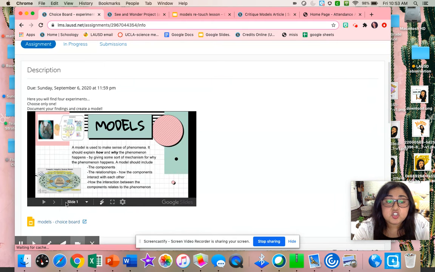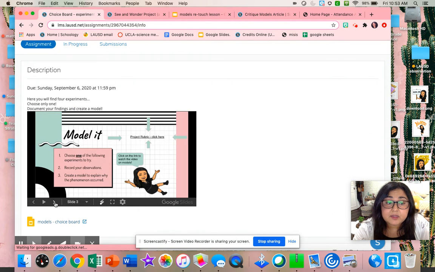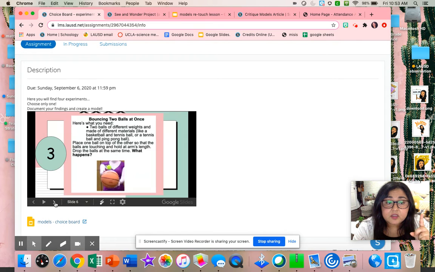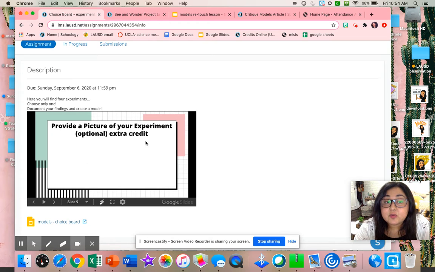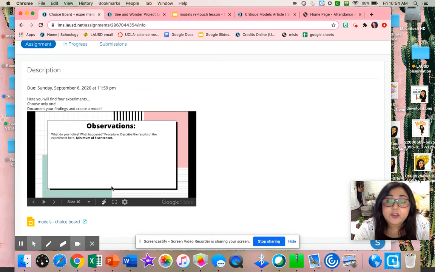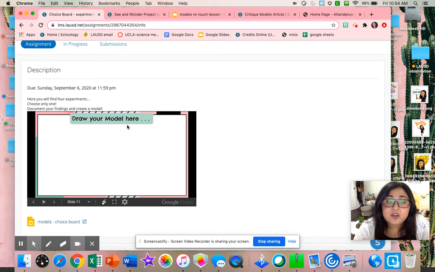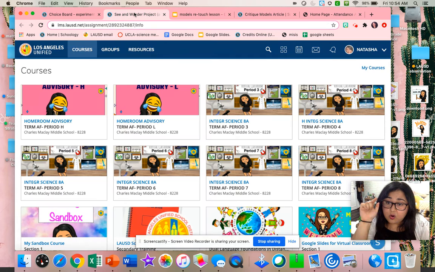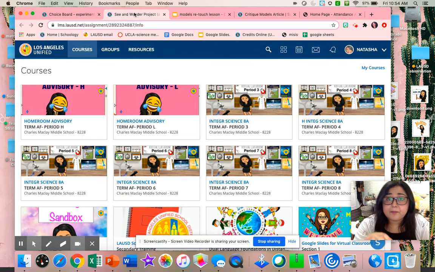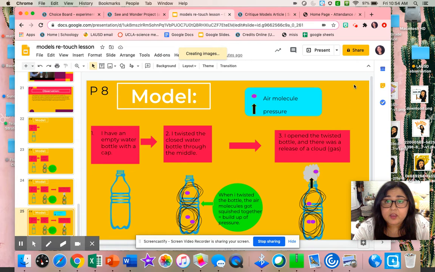You're going to choose one of the four experiments, just one, okay? You're going to perform the experiment, write the name of your experiment. You can include a picture. You have to write your observations, and you have to draw your model with explanations and arrows to make those connections, okay? Just like mine. You're going to do one sort of like this, but on your own experiment. Do not copy my experiment, okay?